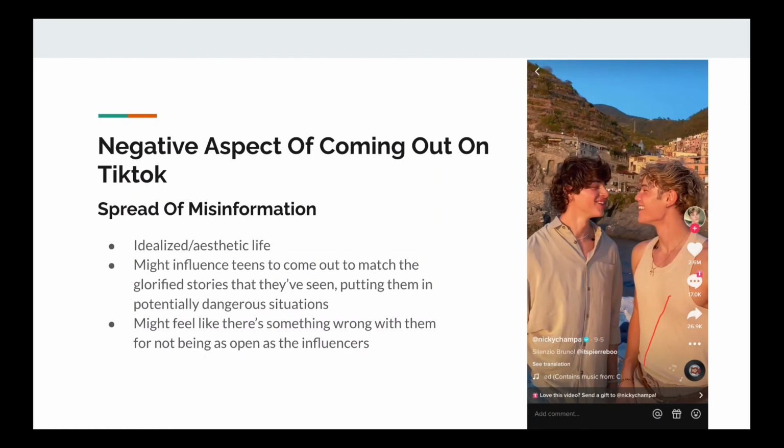It might put them in potentially dangerous situations, such as getting kicked out of their homes or getting disowned by their community, and it might leave them with no place to go. And some teens might also feel like there's something wrong with them for not being as open as the other influencers.